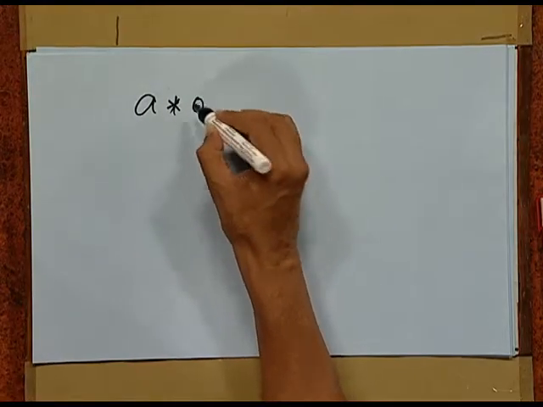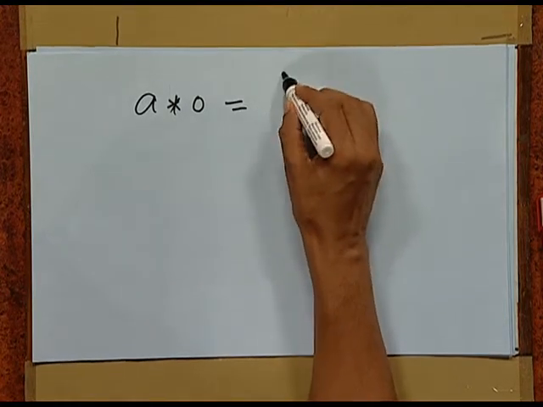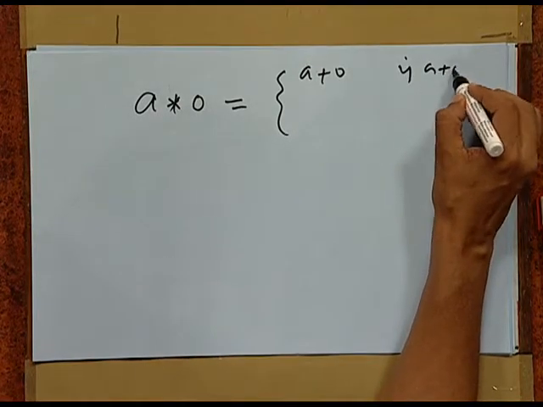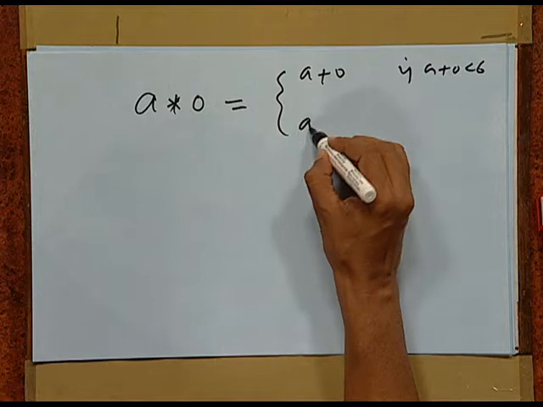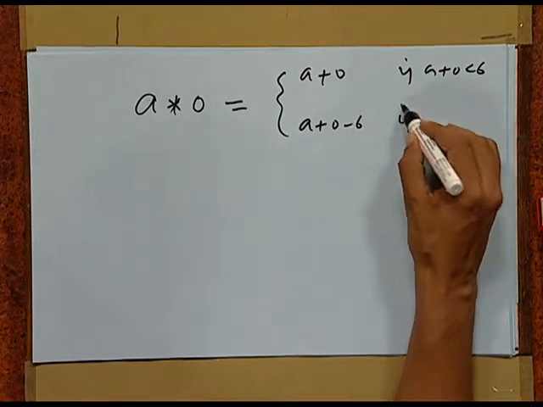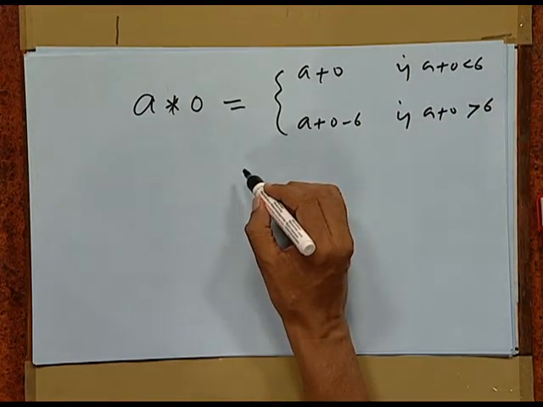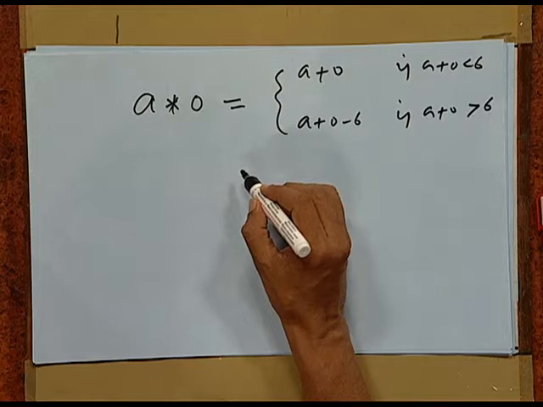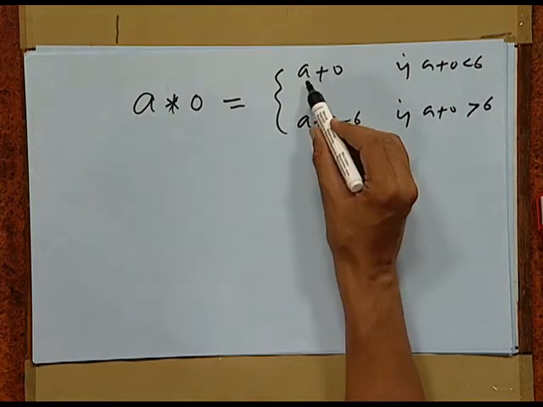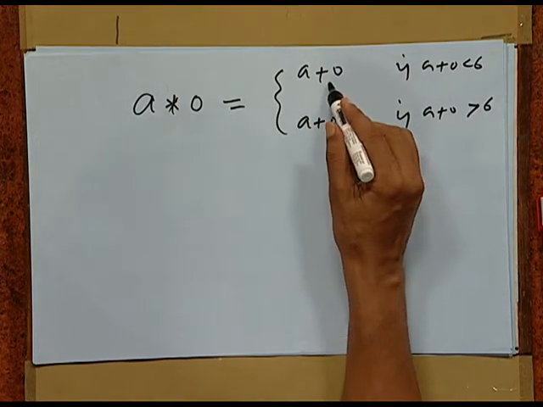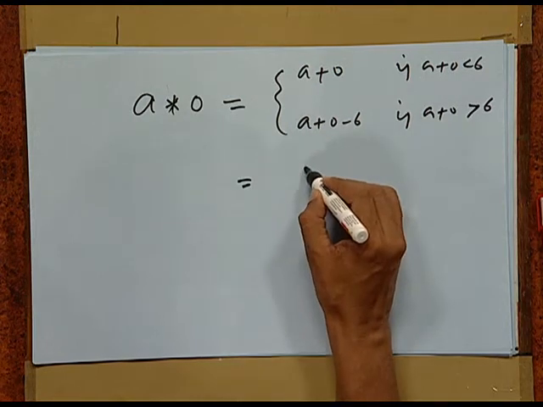We guess that 0 is the identity. So, to show that we have a star 0. This will be equal to a plus 0 if a plus 0 is less than 6, or a plus 0 minus 6 if a plus 0 is more than or equal to 6. Now, since every element in the set is up to 5 only, a is less than 6, so a plus 0 is also less than 6, so the first case is okay. So, we have this is equal to simply a.